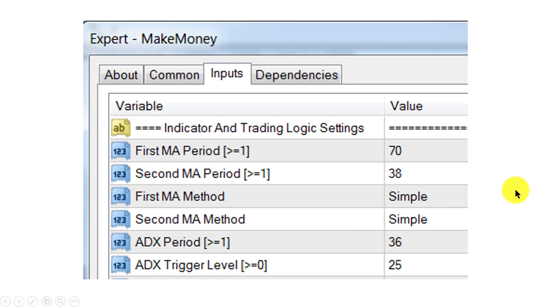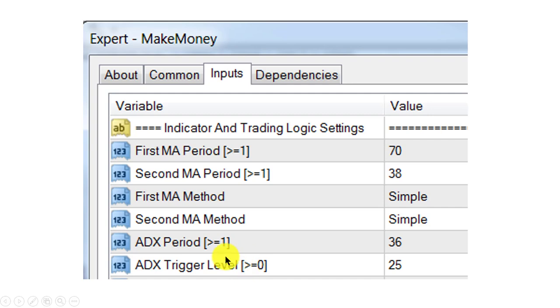And how the Make Money EA works, very simply, the two MAs must be pointing in the same direction, and the ADX is the gatekeeper, and I'll explain the signals that it uses. It says, in spite of the moving averages pointing in the same direction, it's not the right time to trade now. So it blocks trades that could be unsuccessful. So it's like a gatekeeper. And you'll understand a little bit more about that as I go into this particular wonderful indicator.